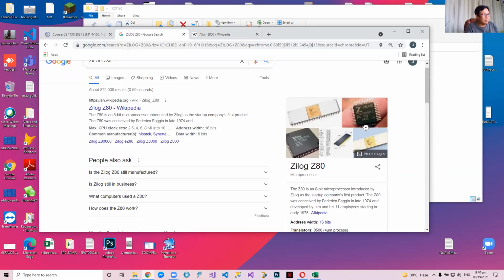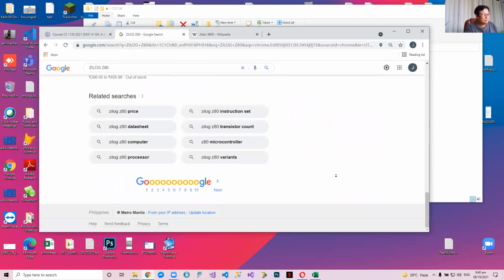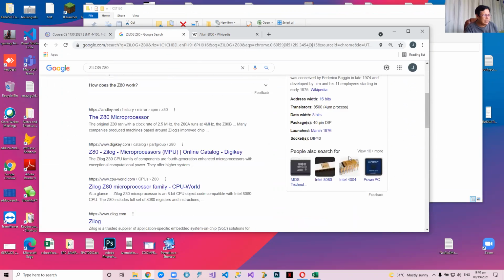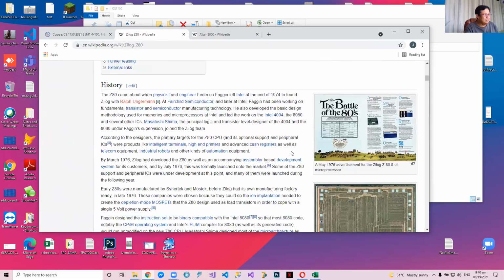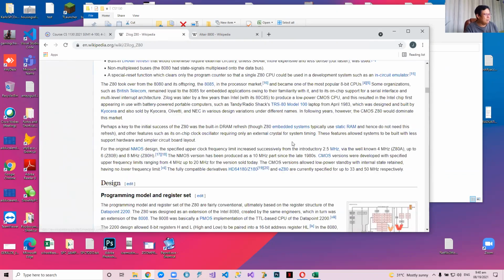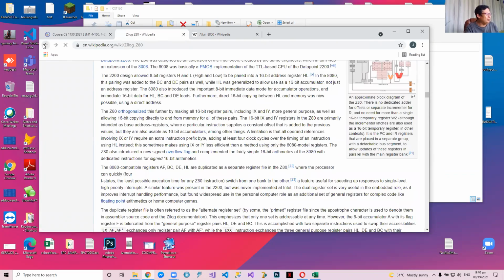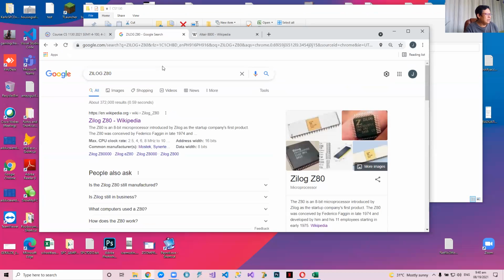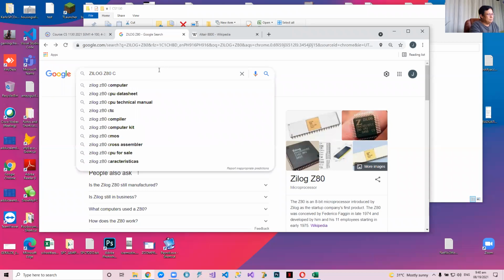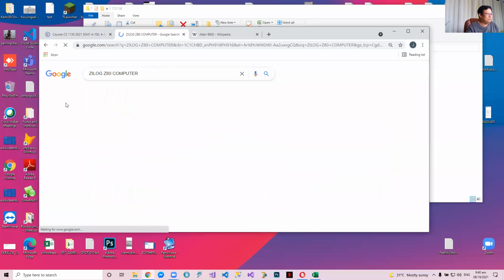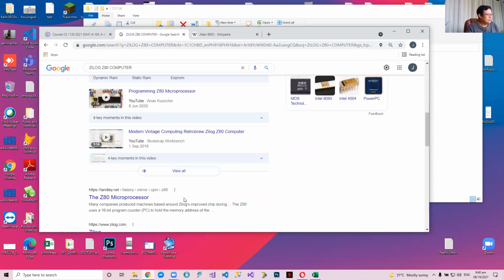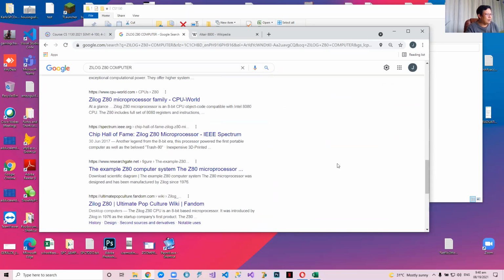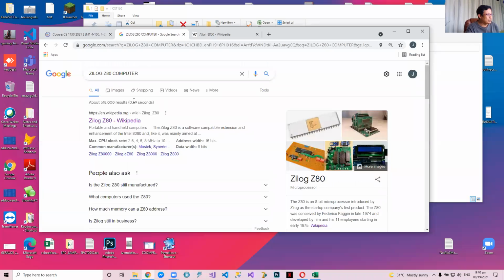Okay, let's look at the Zilog Z80. If you look at the Zilog Z80, it resembles a lot the model. This is the CPU. Now we would like to look at the Zilog Z80 computer. Microprocessor. It's different from when you say Z80, it's a processor and it's also a computer at the same time. No?